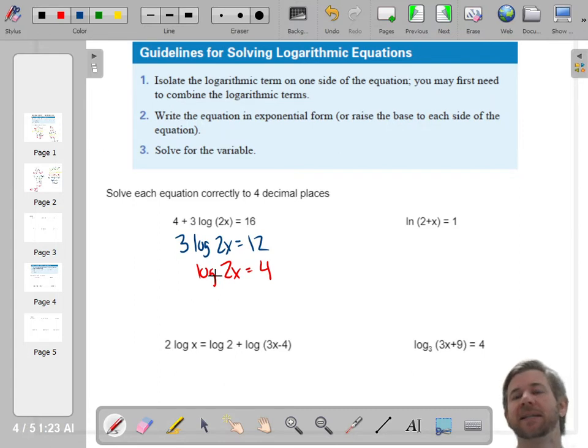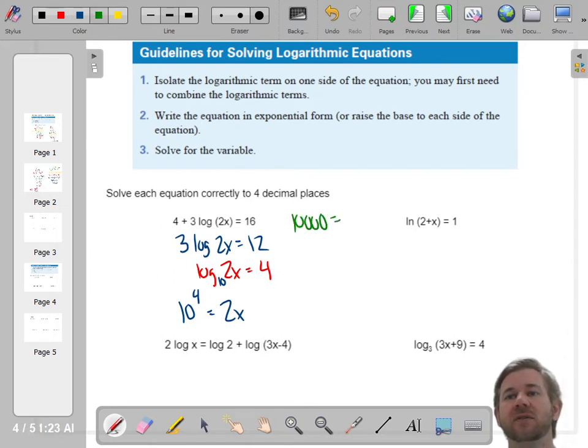And now I can rewrite this as an exponent. But you have to know, if there is no log base written, then it is implied to be 10. That's the common log. 10 to the 4th equals 2x. 10 to the 4th is a 1 with 4 zeros. So when you cut that in half, half of 10,000 is 5,000. So x equals 5,000.